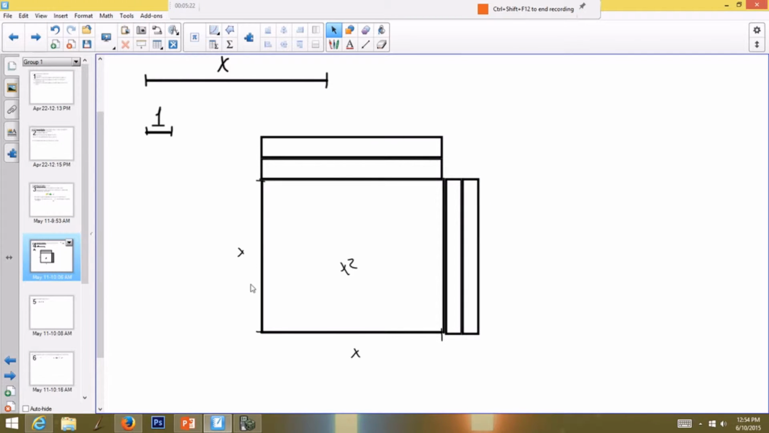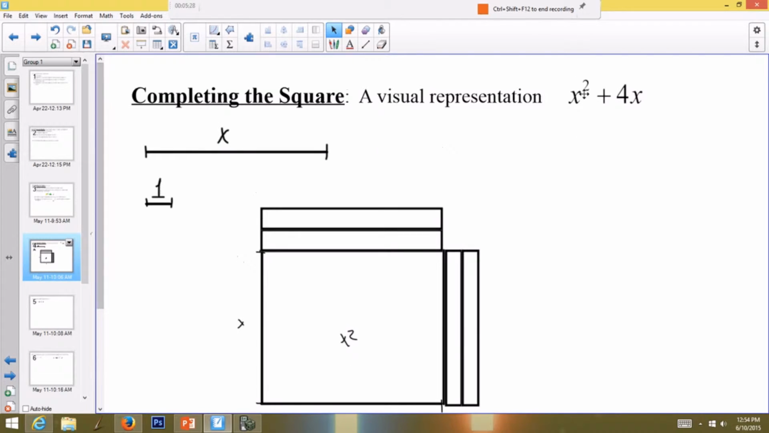All right, so we have this graphical representation of this algebra expression. We have x squared plus 1, 2, 3, 4 x's. Now what we want to do is complete this square. Well, that's not too bad. We're going to draw some lines here, and those aren't very good. Let's see if we can make them look a little bit nicer.